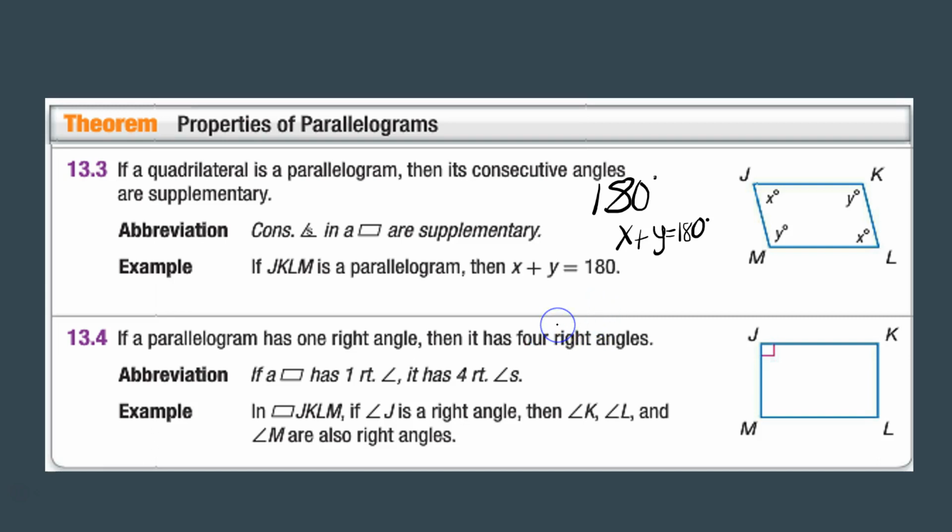If a parallelogram has one right angle, then it has four right angles. So if we have one, in our case, angle J is 90, then I know angle K is 90, angle L is 90, and angle M is also 90 degrees. All right angles. There we go.